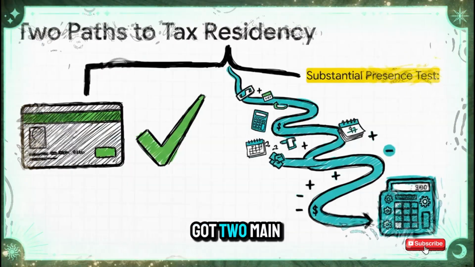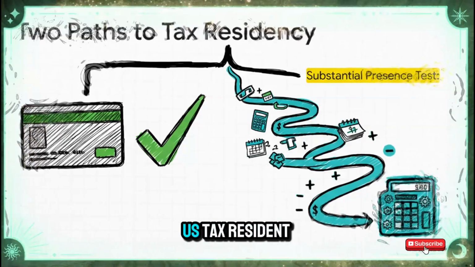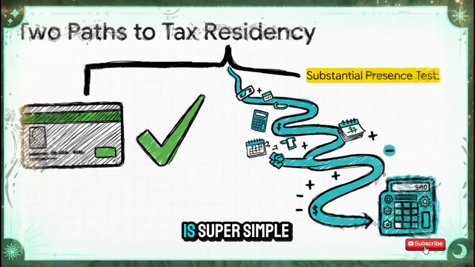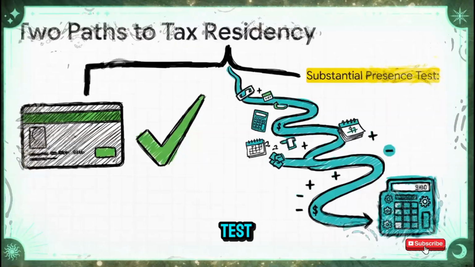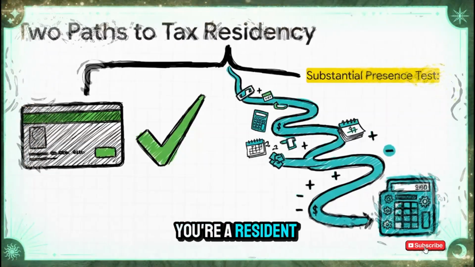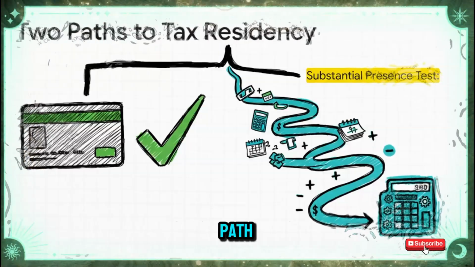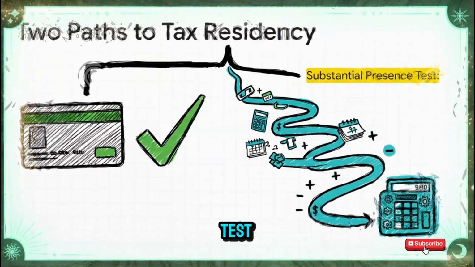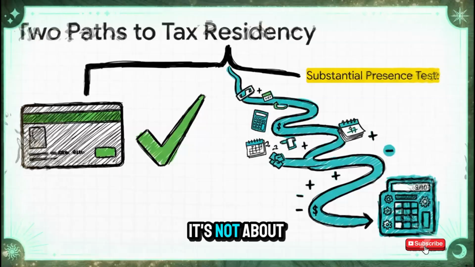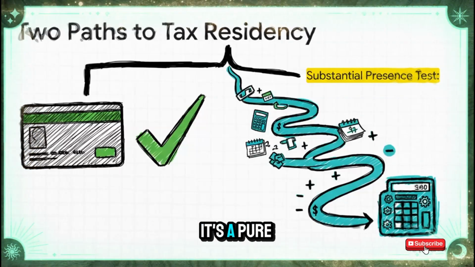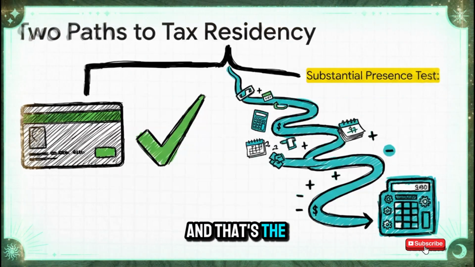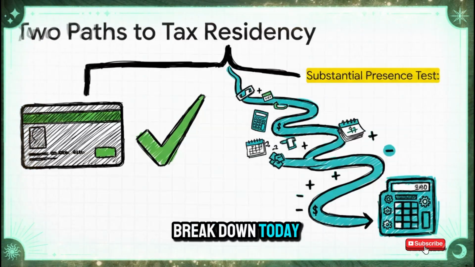So you've got two main ways to end up as a US tax resident. The first one is super simple: the green card test. If you have a green card, you're a resident. End of story. But the second path, the substantial presence test, that's where it gets interesting. It's not about your immigration status, it's a pure numbers game. And that's the calculator we're going to break down today.